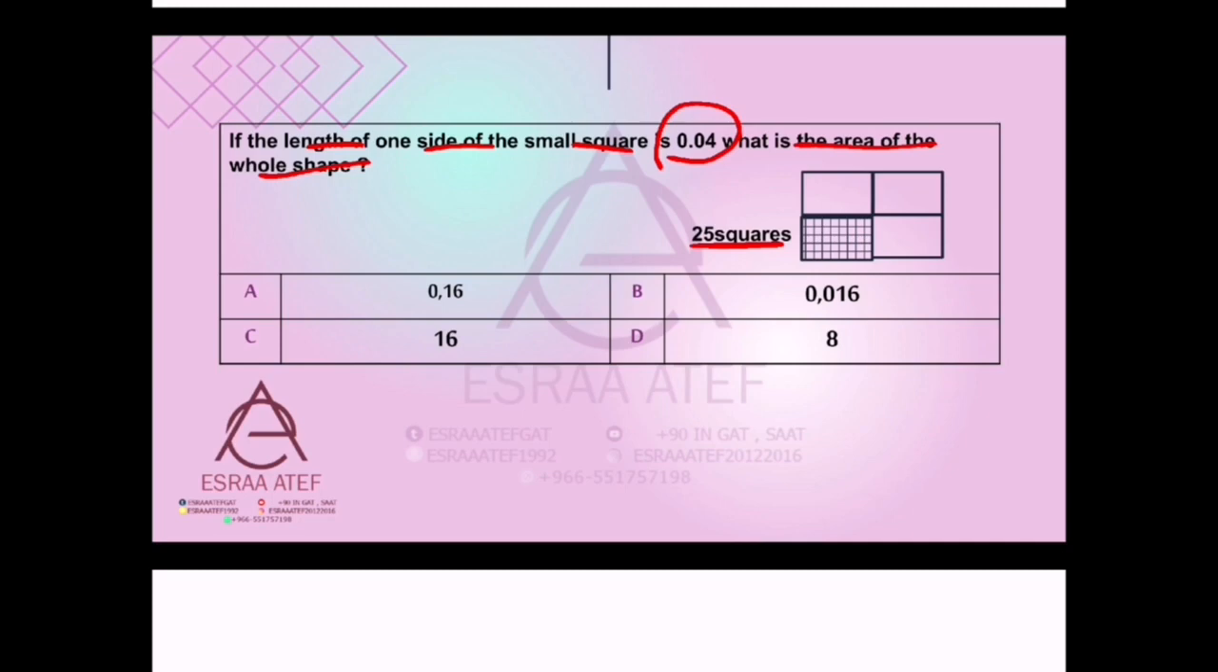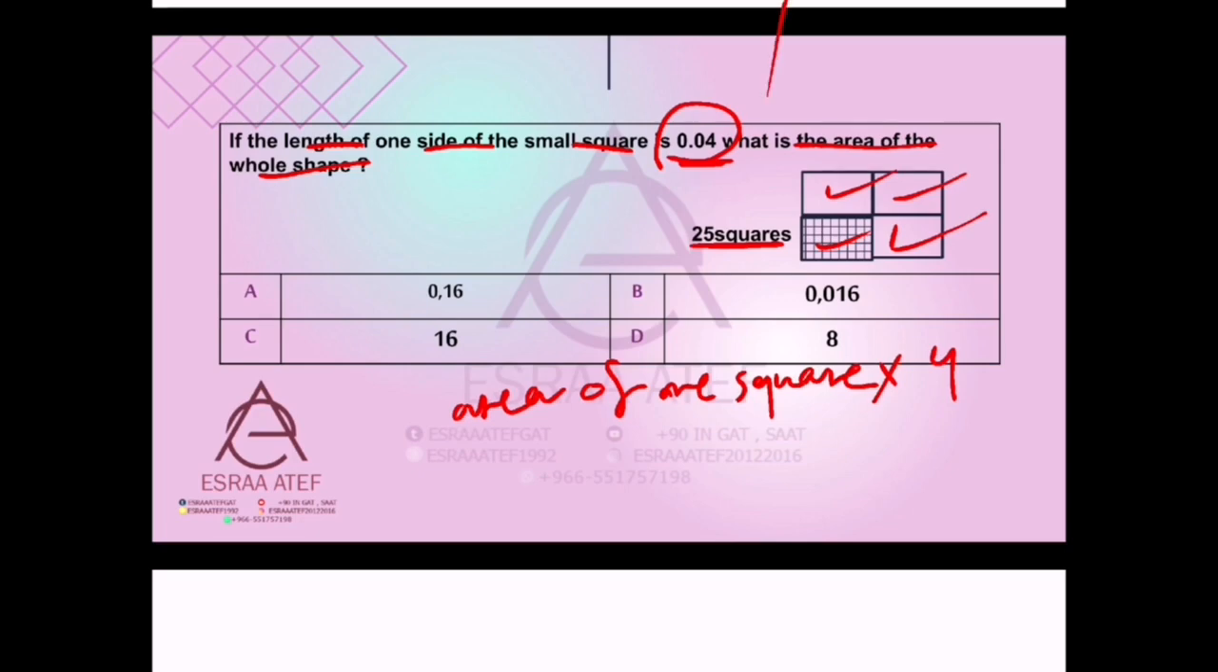The length of one side is 0.04. So first we will get the area of one square, and then times it by the number of the squares, because we have 1, 2, 3, 4... which is 25.